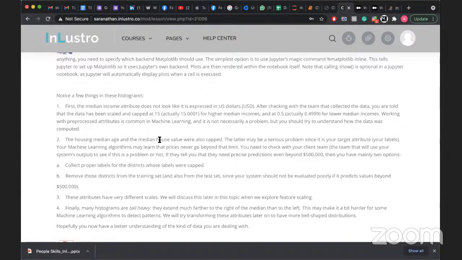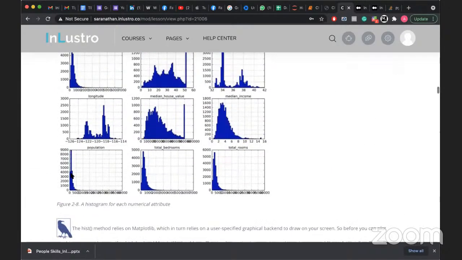And these attributes have very different scales, so we have to look at something called feature scaling. And many of the histograms are tail heavy. That is, they extend much farther to the right of the median than to the left. This makes it difficult for machine learning algorithms to detect patterns. So we'll be transforming them into bell-shaped distributions.